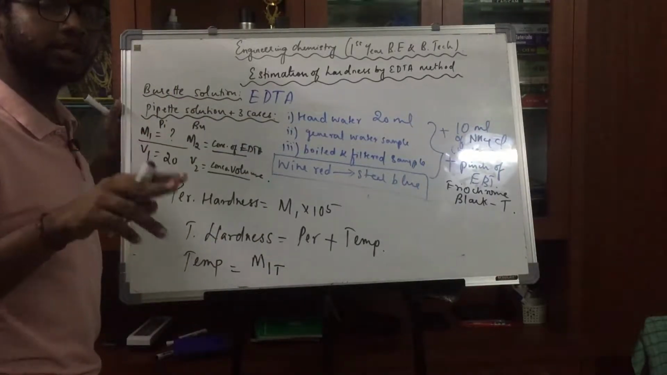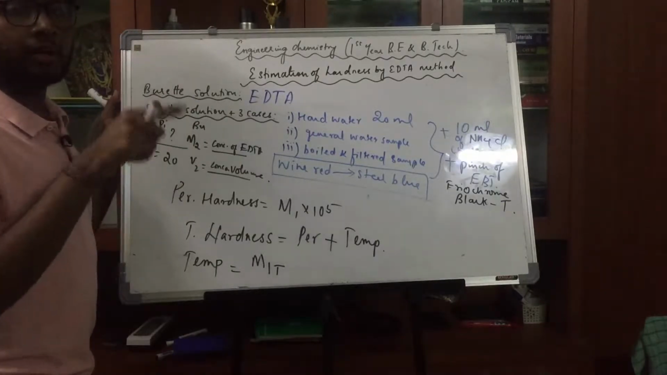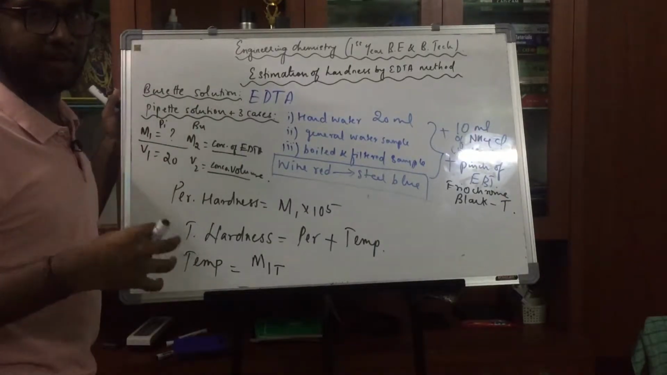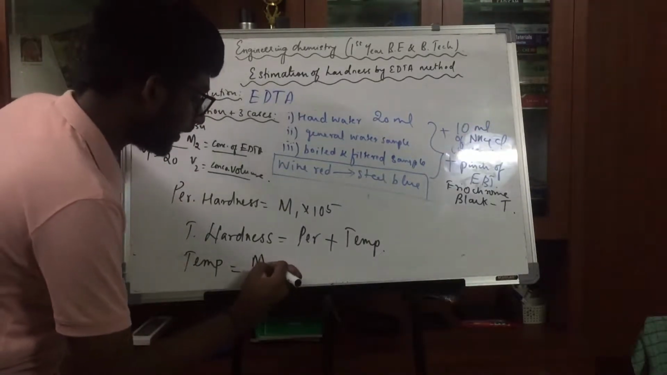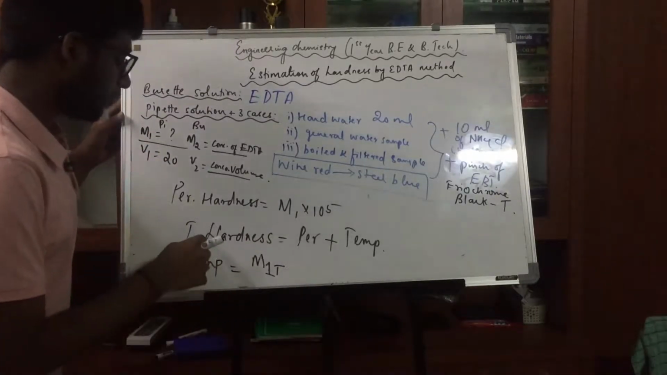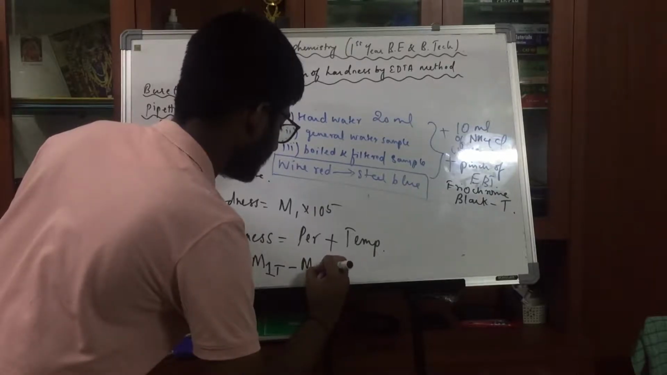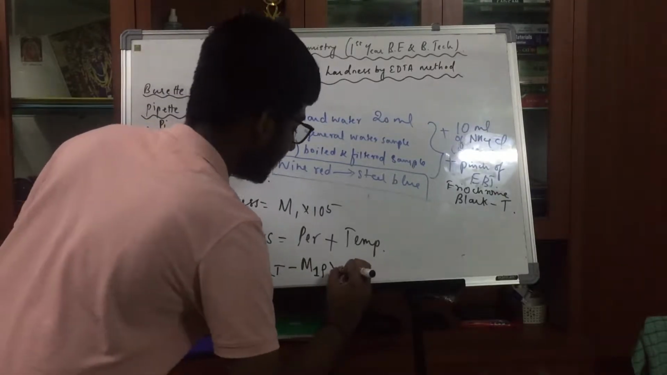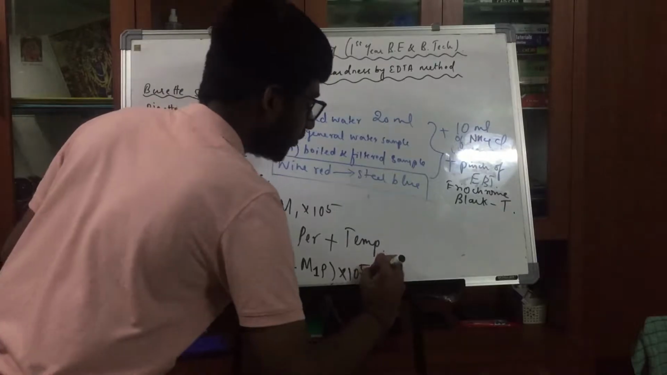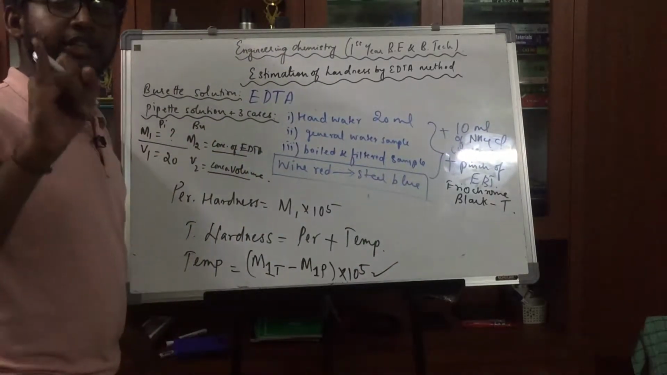In both the cases you have considered M1 as the value which you are supposed to find. So you can take it as M1T, which is supposed to be total hardness, minus M1P, which is permanent hardness, into 10 to the power 5. If you make use of this, you will be getting the temporary hardness.